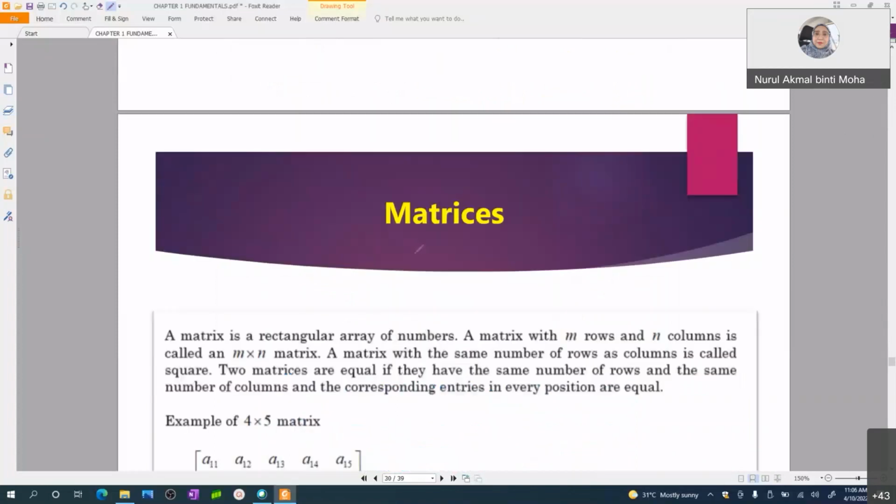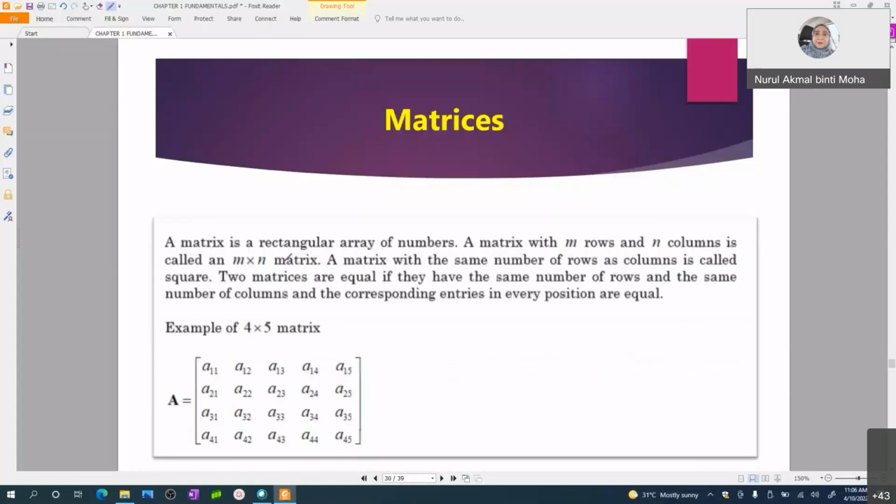Okay, a matrix is a rectangular array of numbers. So the word here is rectangular. It doesn't say square, because you can always have n times n.